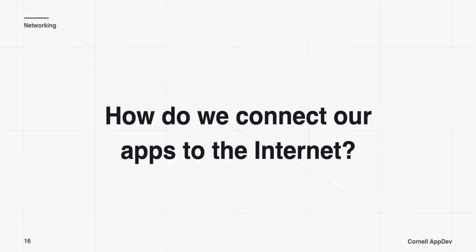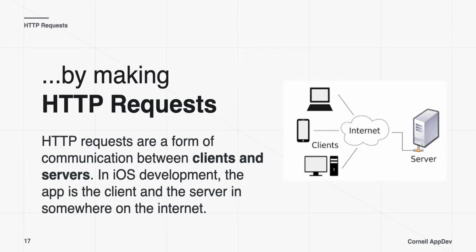So the way we connect to the internet is through HTTP requests. Basically, an HTTP request is just a form to communicate between the client and the server. And for iOS development, the client would just be the mobile app we're building, and the server could be somewhere on the internet, stored in some other computer. Does this make sense? Okay.